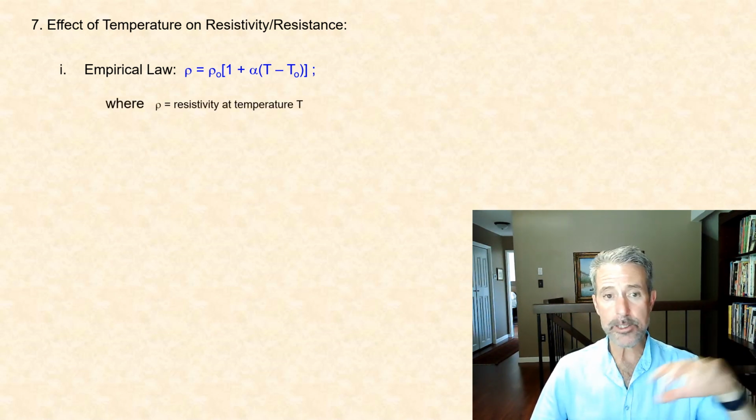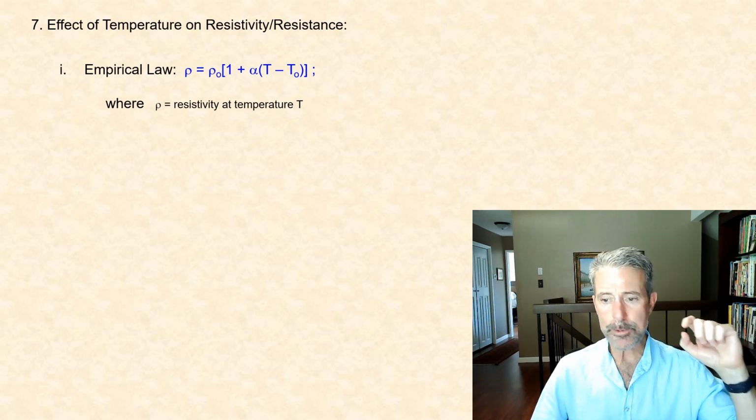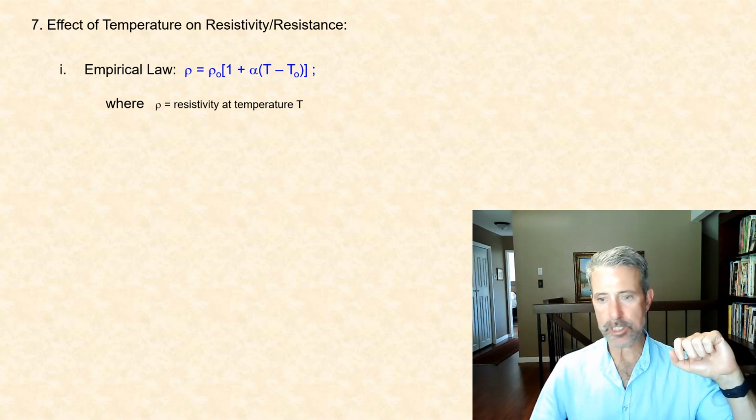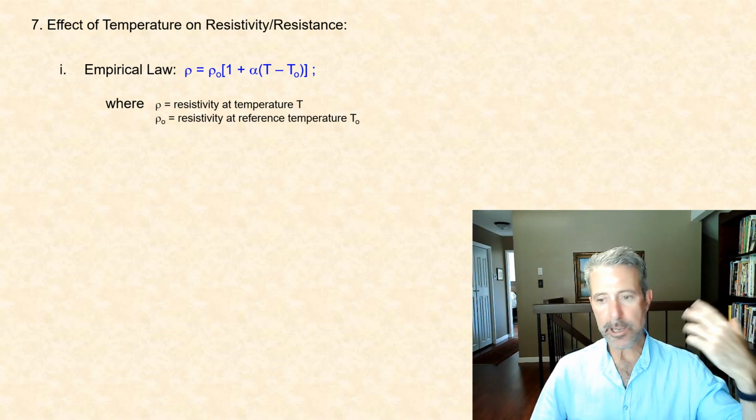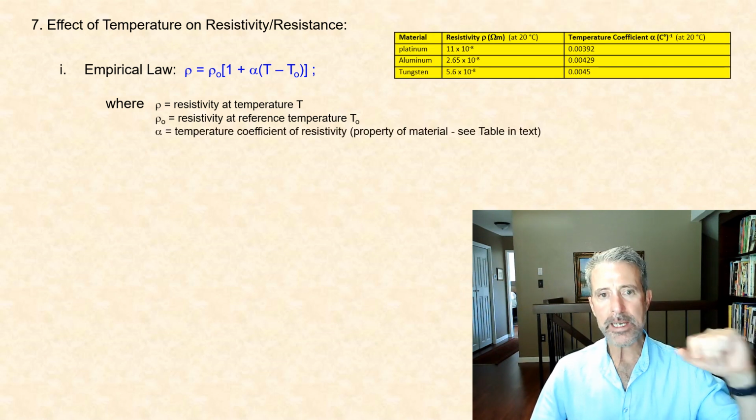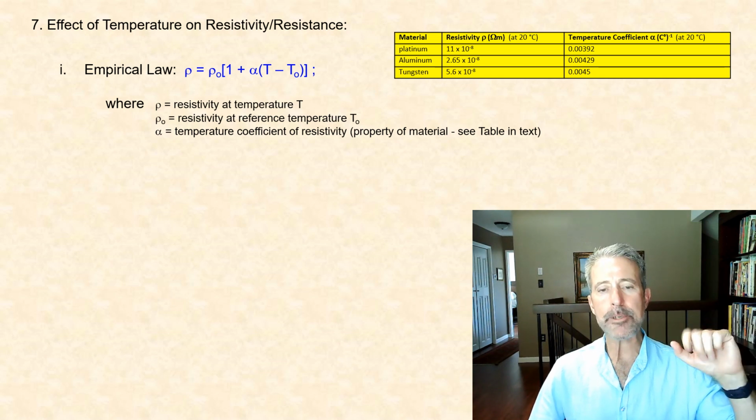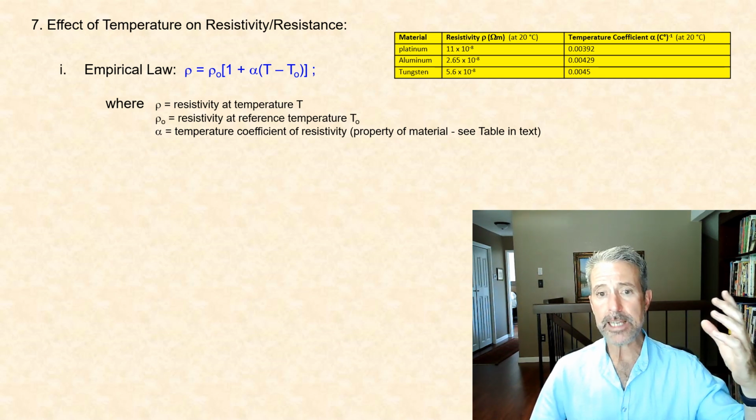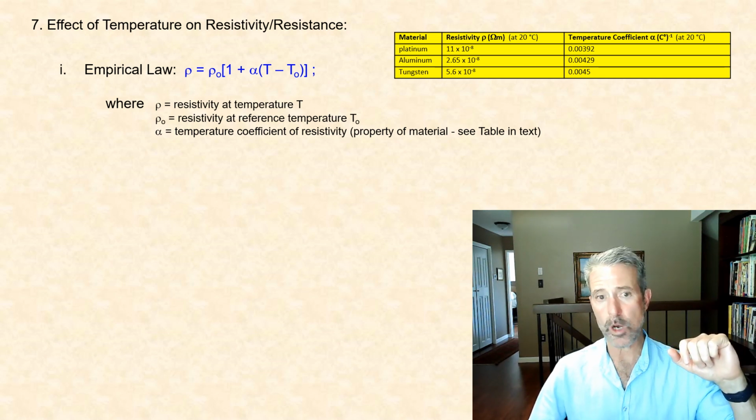So let's take a look. What do these symbols represent in this empirical law? Well, rho, as we would expect, represents the resistivity of your material at a temperature T. Remember that resistivity is an intensive property of matter. It does not depend upon the sample size. Rho naught represents the resistivity of your material at some reference temperature T naught. And this can be looked up in a table. And alpha is what we call the temperature coefficient of resistivity. Again, this is a property of the material itself. And this too, this temperature coefficient, can be looked up in a table as well.